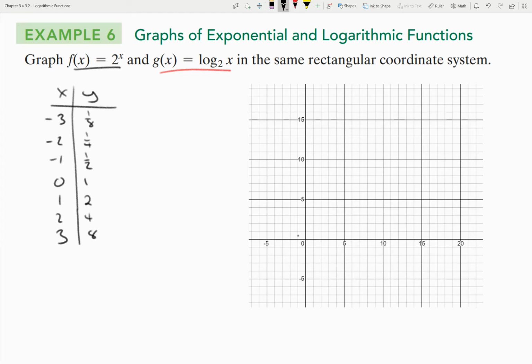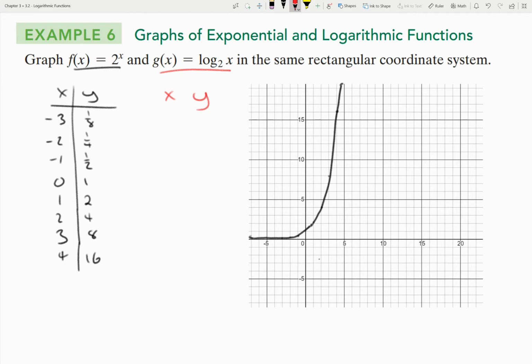So as I graph this, 2, 4, 8. Let's plug in a 4 there just for fun, 16, since I have one that goes this high. Okay, and then as I graph this function, you can see it looks like a typical exponential function. Okay, let's graph the logarithm.